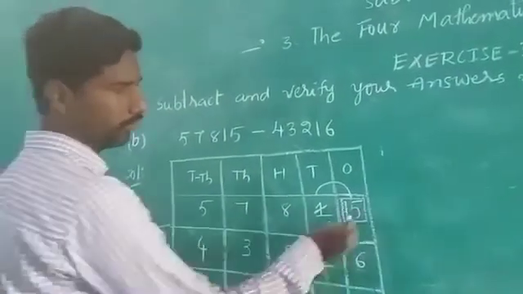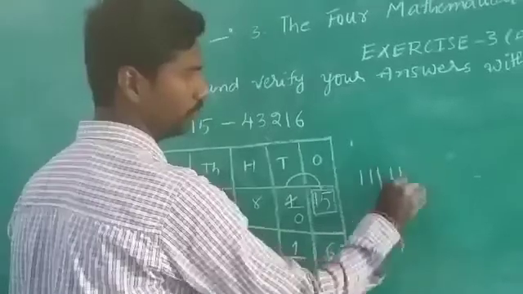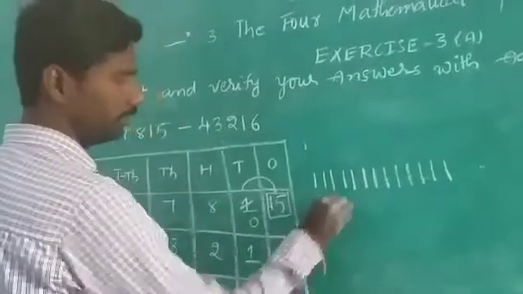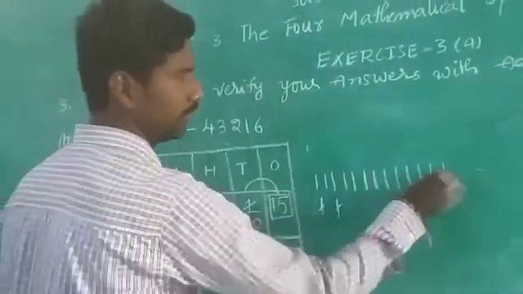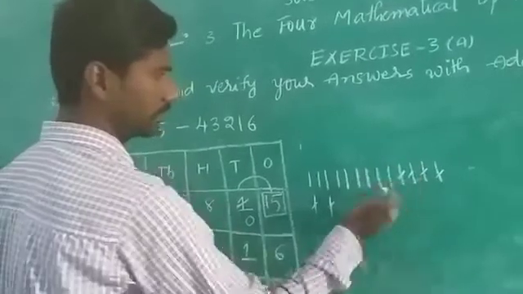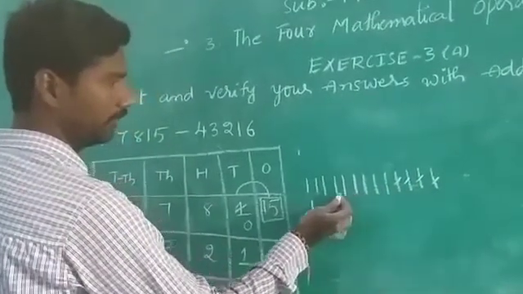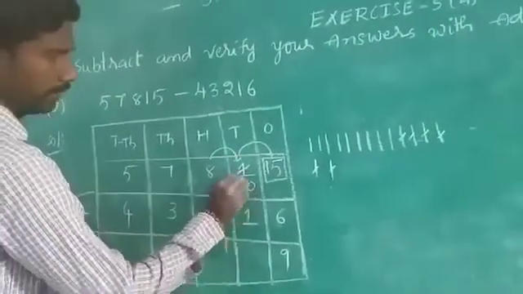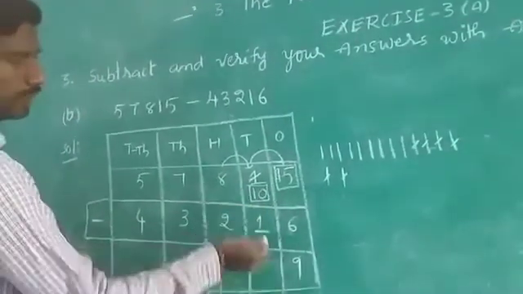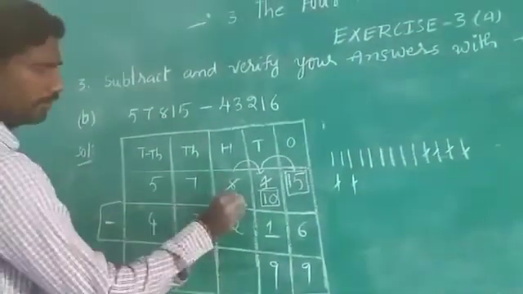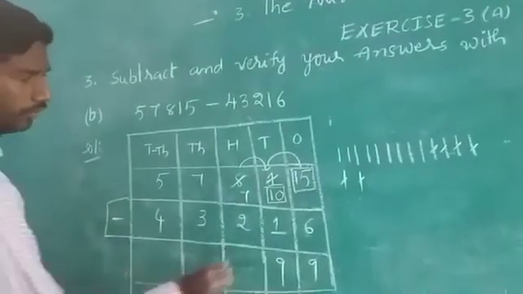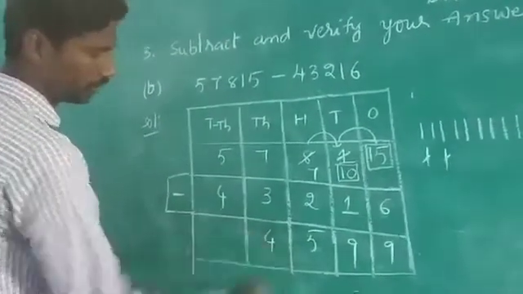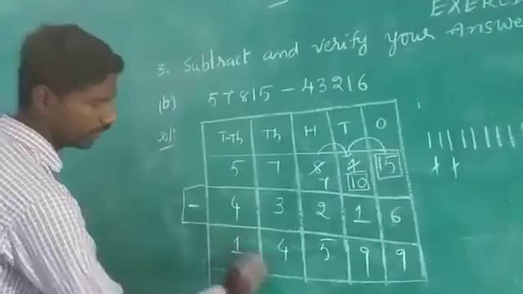So 15 minus 6. How much is left? 9. So here will be 9. Then again you are taking a borrow. It will become 10. Simple. 10 minus 1, 9. Then here will become 7. 7 minus 2, 5. I explained, right? It's easy. 7 minus 3, you will get 4. 5 minus 4, 1. Right?